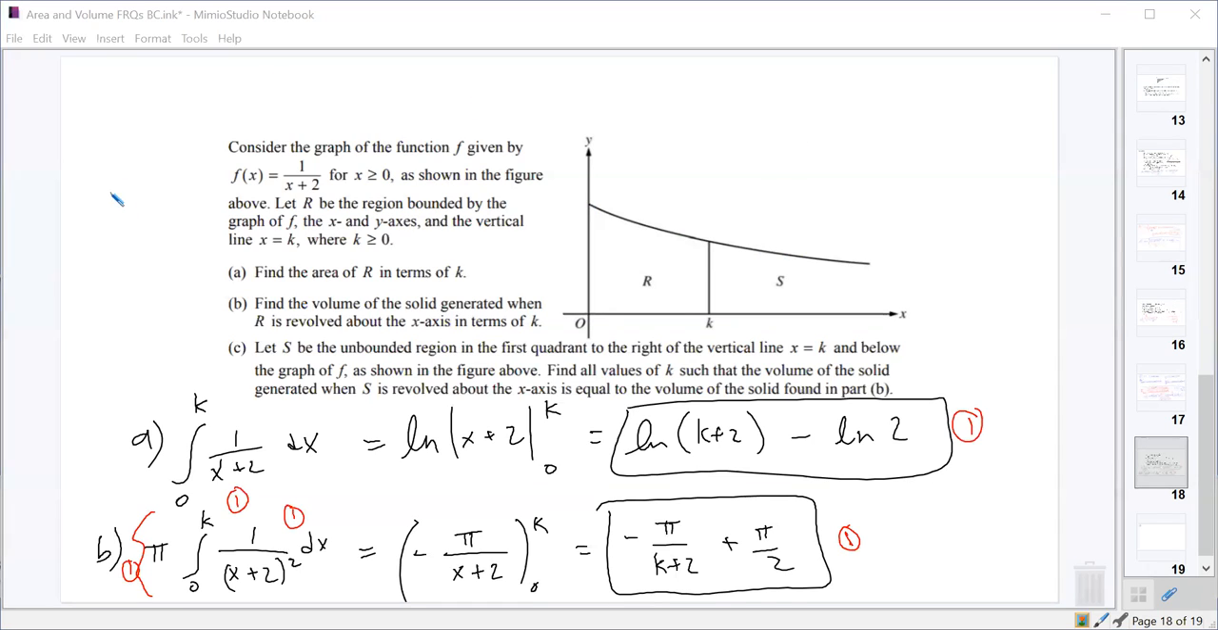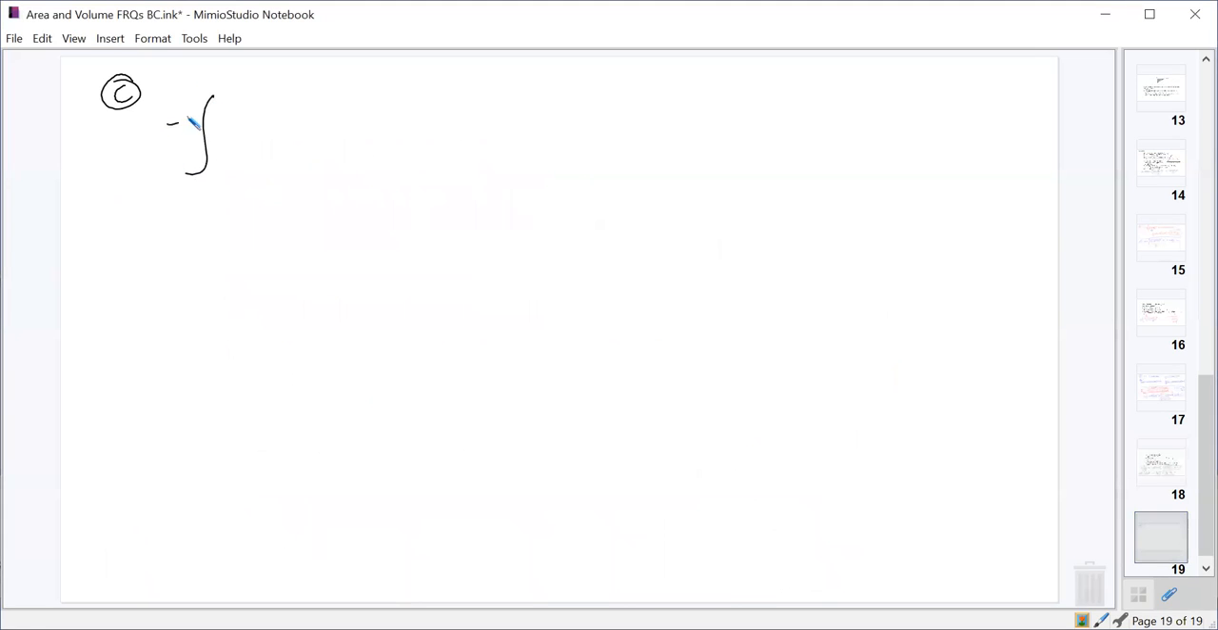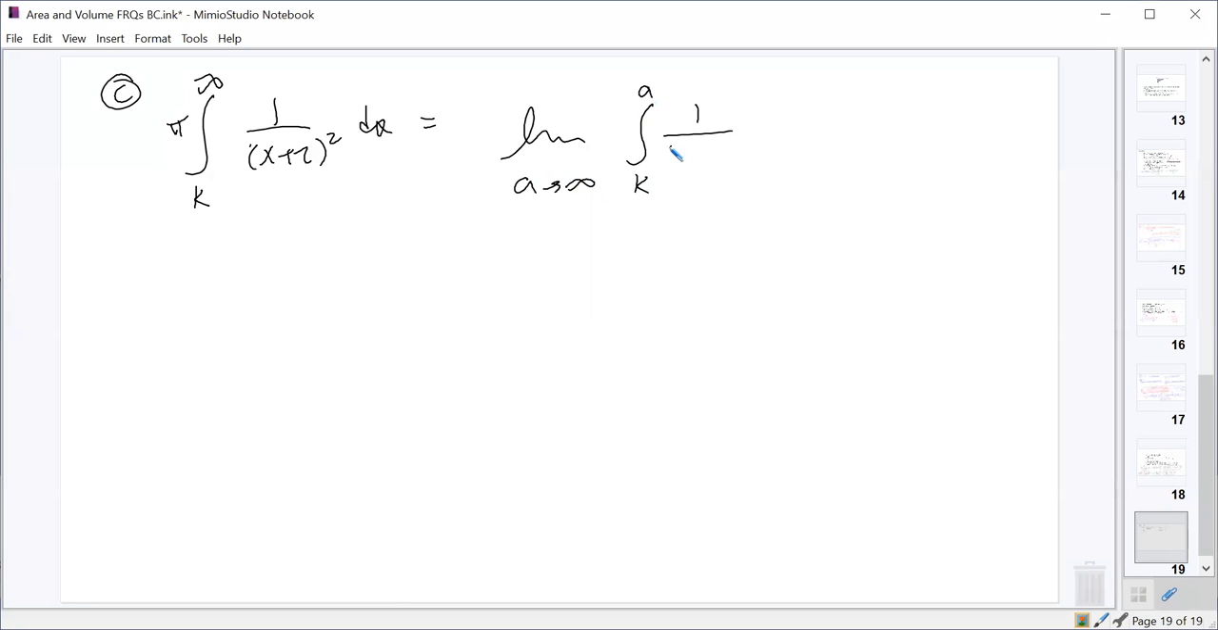So we'll do it since we're running out of time. We'll do it the way they did it, and then we can demonstrate how you did it also real quick, Adrian. So first off, to find the volume of region S, it should be an integral from k to infinity of pi times 1 over x plus 2 squared dx, which we just did that integral, right? Except we need to rewrite this now as a limit. The limit as a approaches infinity of the integral from k to a of 1 over x plus 2 squared dx.